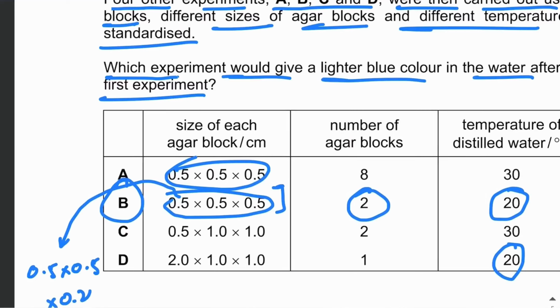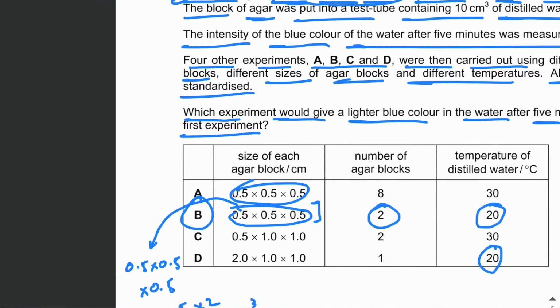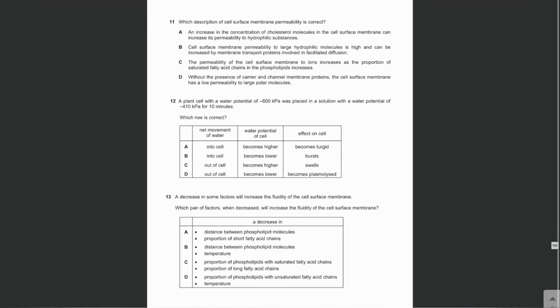That will be 0.125, and if we multiply it by 2, the answer is 0.25. So guys, the overall volume of these 2 blocks will be 0.25 centimeter cube, and the volume of this is 1 centimeter cube. So the volume is less for the blocks, right? And they contain less dye, so less dye will diffuse out, and there will be a lighter blue color in the water. So I hope you get it now.